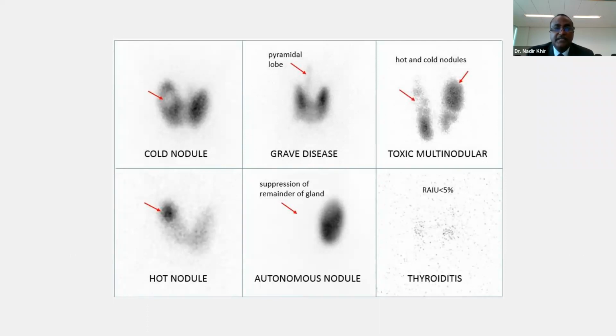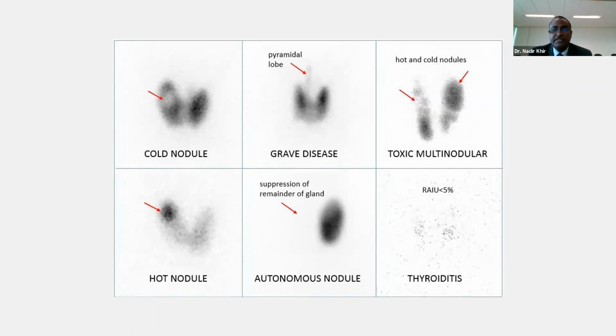Here we can see the first one on the left is a cold nodule in a background of normal uptake of the thyroid. This patient most likely had a low TSH and a palpable nodule on exam or thyroid ultrasound, and then the physician ordered a thyroid uptake and scan to see if this is a cold or hot nodule, to decide whether to biopsy or not. And this is a cold nodule.